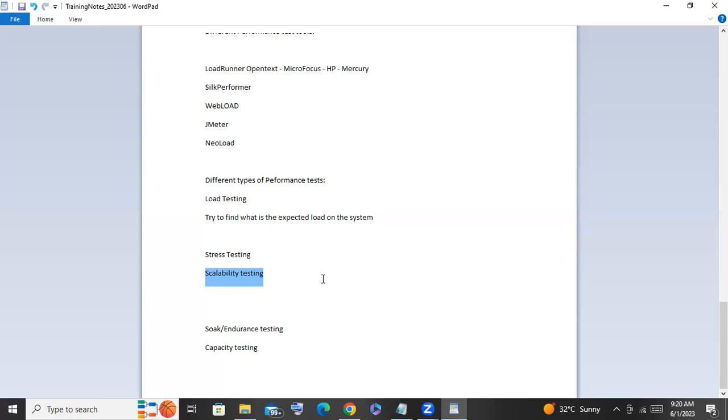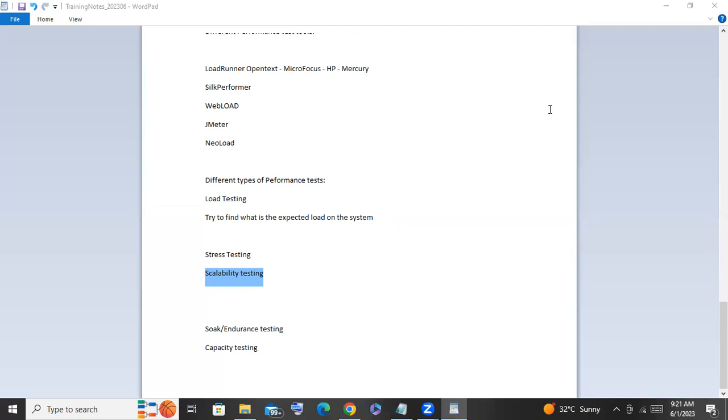Okay, clear about it, guys? Yes, sir. Okay, can somebody put it in their own words and tell me what is scalability testing? Should I call you out? Okay, Mangesh. To what extent we can increase the users in our application?